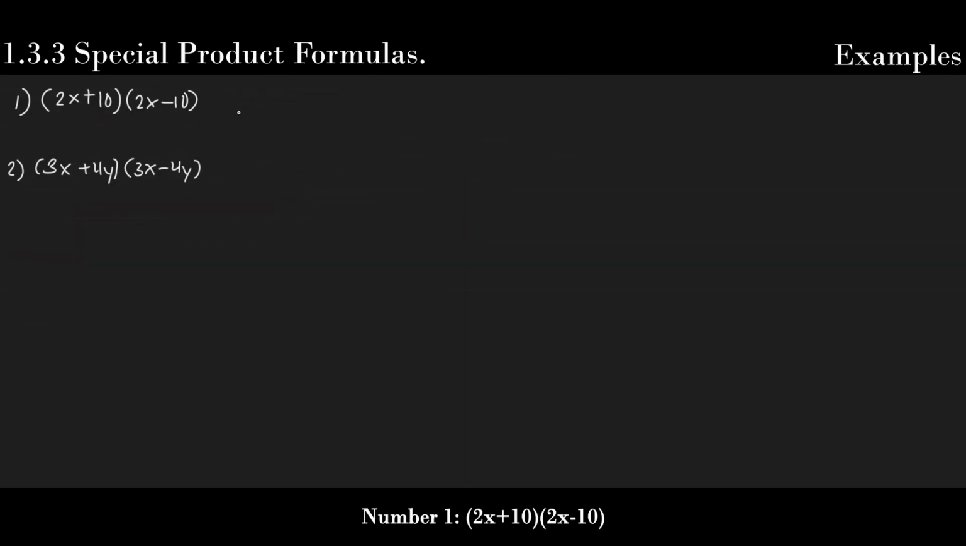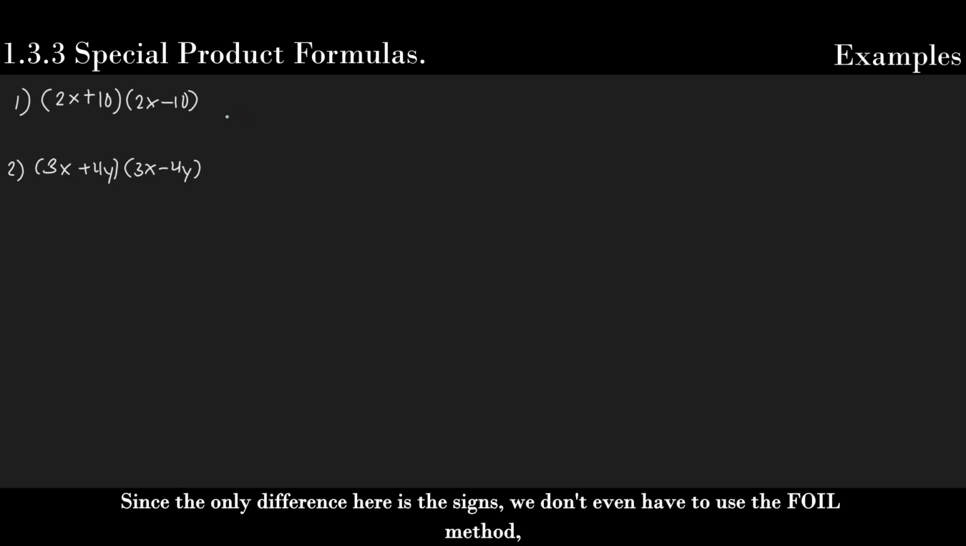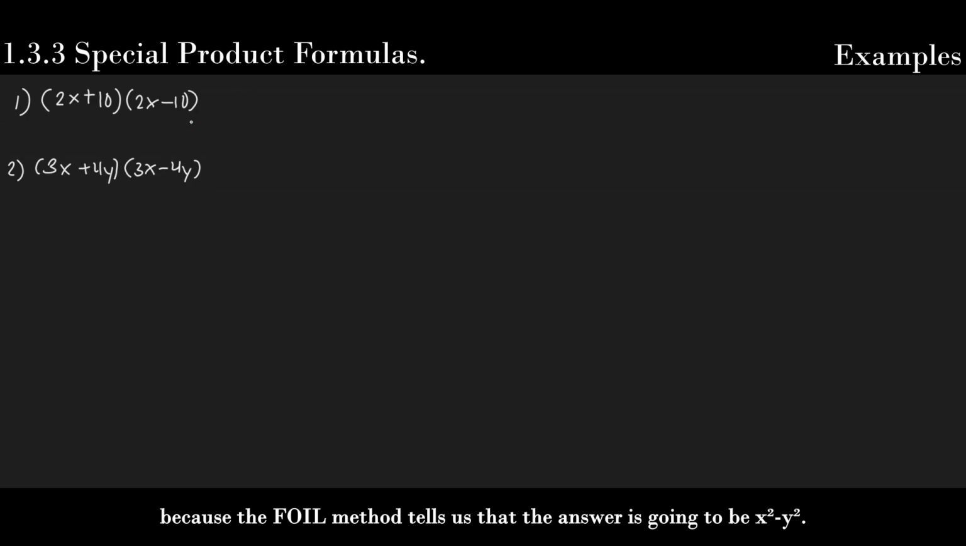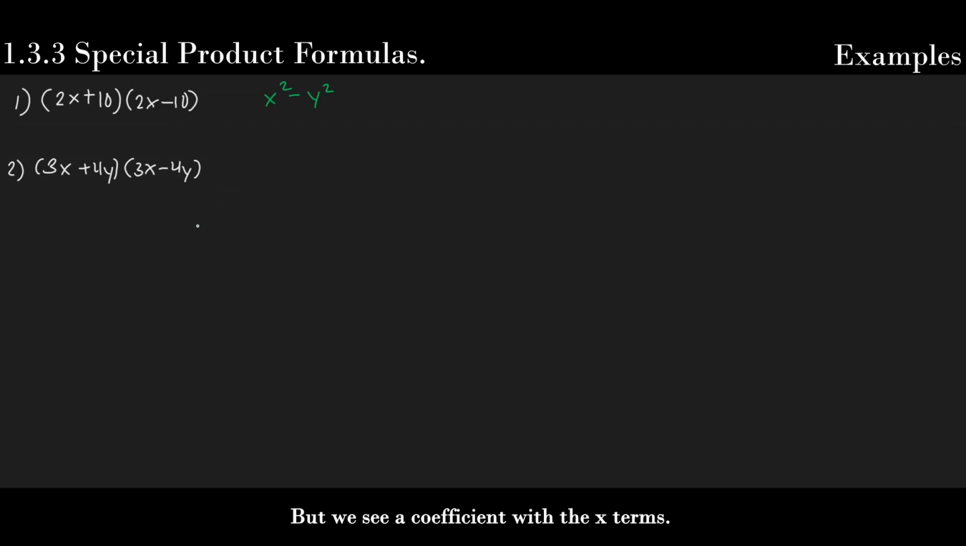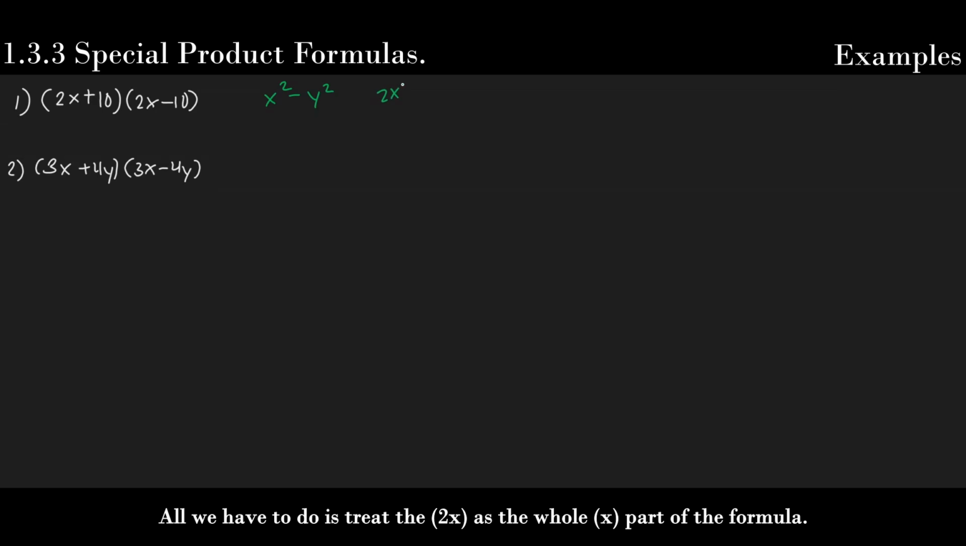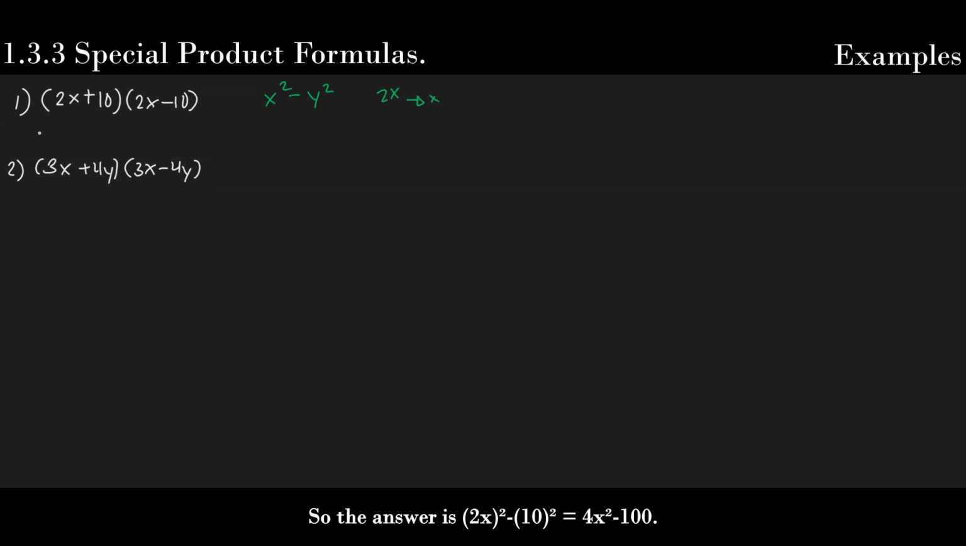Number 1, 2x plus 10 times 2x minus 10. Since the only difference here is the signs, we don't have to use the FOIL method, because the FOIL method tells us that the answer is going to be x squared minus y squared. But we see a coefficient with the x terms. All we had to do is treat the 2x as the whole x part of the formula. So the answer is 2x squared minus 10 squared, which equals 4x squared minus 100.